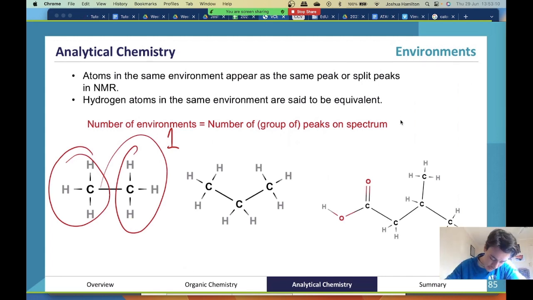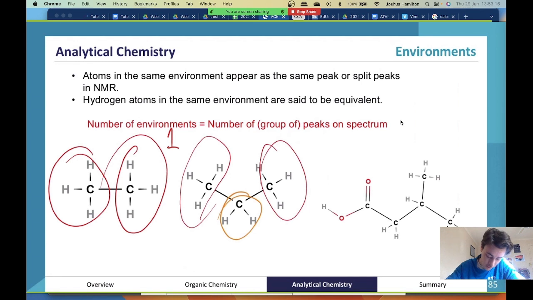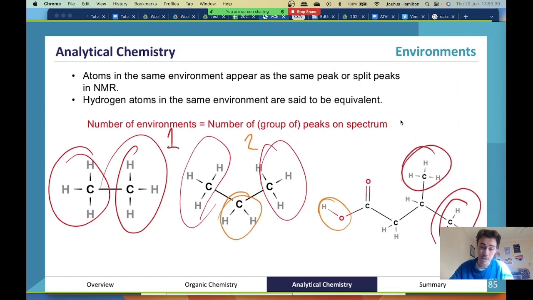And then if you look at this one here, how many have we got? Well, we've got one group and one group that are identical, and then this one here is different. So we've got 2. And then here we've got one hydrogen out here doing its own thing. This is very different, so I'm going to say that is on its own. I'm going to say these two are the same because they are very similar. They come off the same thing. This and then this are different. There's one here and it's coming off 2 CH3s. This one has 2 and it's coming off a carboxylic acid. So in this case, we've got 1, 2, 3, 4 different environments. So the number of peaks on the spectrum will be 4 for this one.